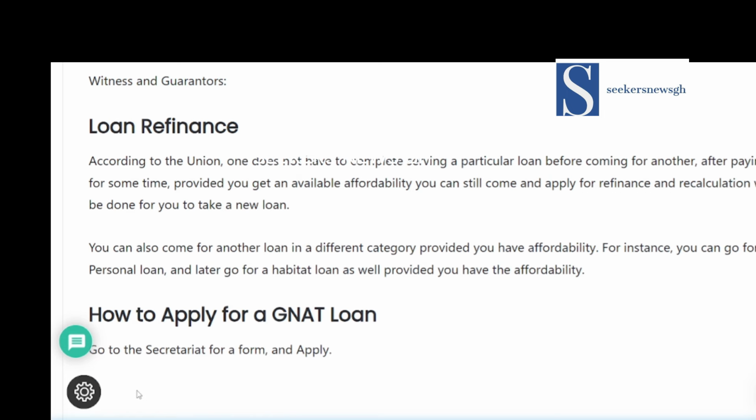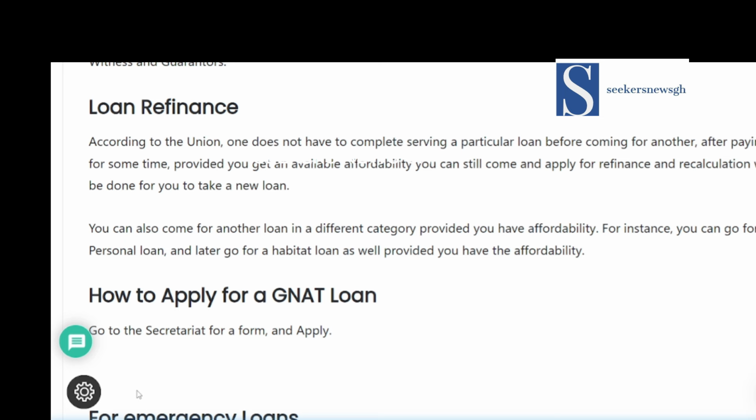Then loan refinance. According to the union, one does not have to complete servicing a particular loan before coming for another loan after paying for some time. Provided you have the available affordability, you can still come and apply for refinance, and a recalculation will be done for you to take a new loan. You can also come for another loan in a different category provided you have affordability. So you can take a personal loan and then later go for a habitat loan provided you have the affordability for it.